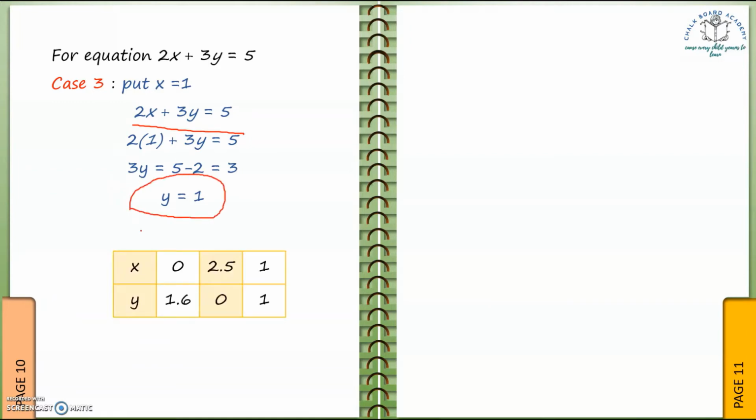So let's look at the table we have created here. When we put the value of x as 0, we got y as 1.6, when we put y as 0, we got x as 2.5, and when we put x as 1, we got y also as 1. Now we have another equation. Let's look into the other equation which we had in this question, and we are solving it the same way as we did earlier.